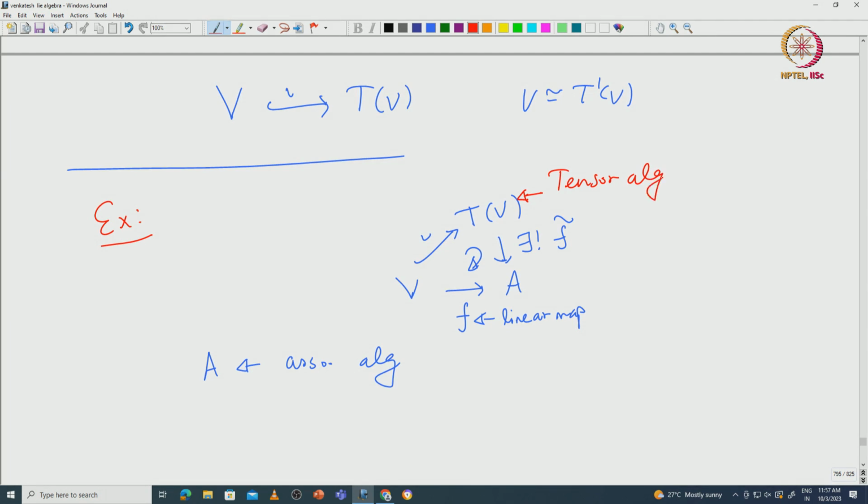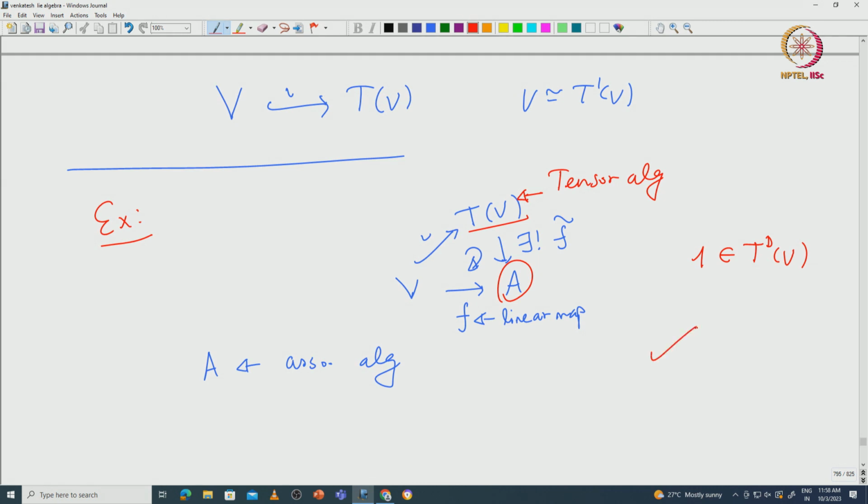Now, if you take A to be unital, so that there is an identity element with respect to multiplication, then there is an identity element in T(V), corresponding to the scalar 1 inside T^0 V. This 1 should map to the unit element in A. That is somewhat covered in a basic algebra course, so if you have not done this exercise, please do it.